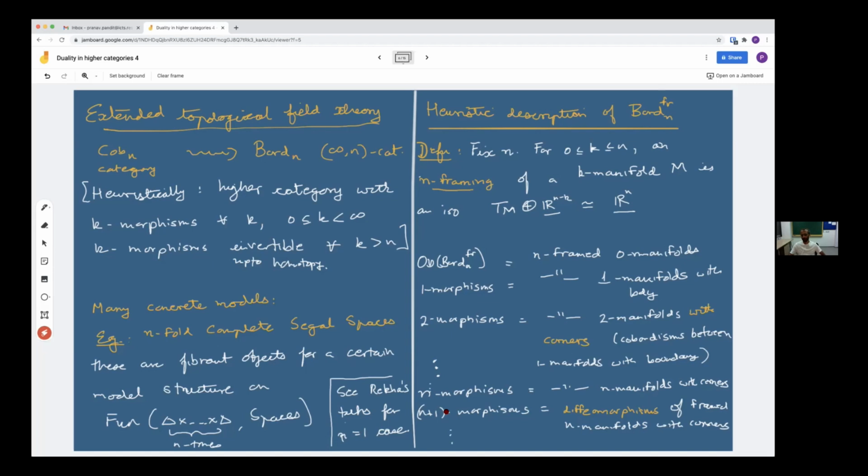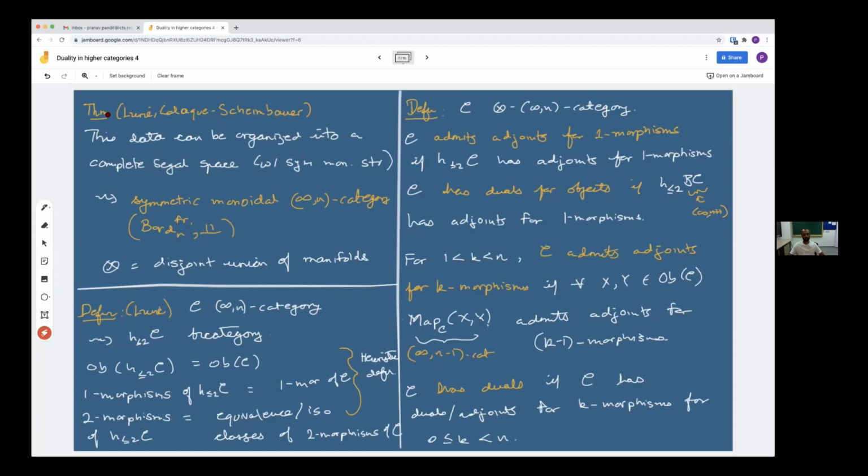Then n plus 1 morphisms are diffeomorphisms of framed n-manifolds. n plus 2 morphisms are diffeomorphisms between diffeomorphisms, so isotopies between diffeomorphisms, and so on and so on. A succinct way to say that is that n-morphisms form an infinity zero category. That infinity zero category is the classifying space for n-manifolds with corners with n framings. Okay, so that's the heuristic picture.